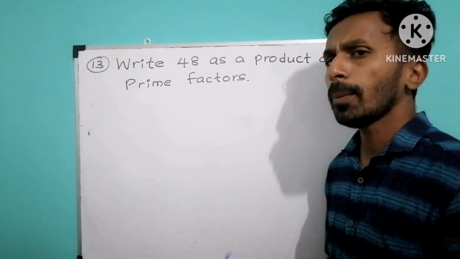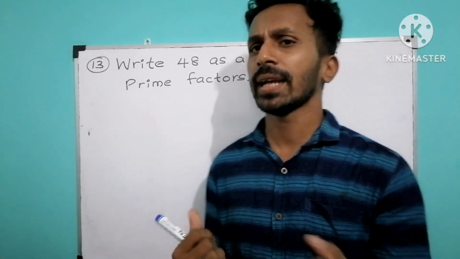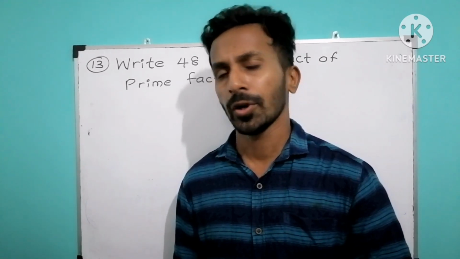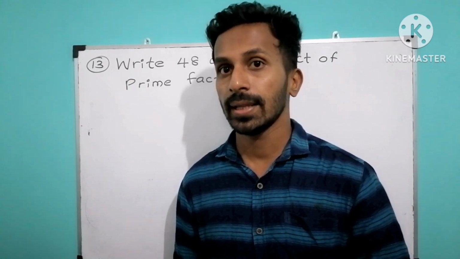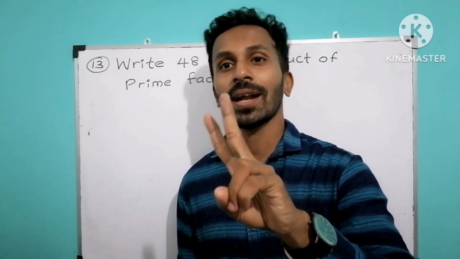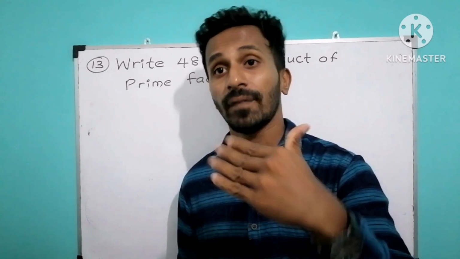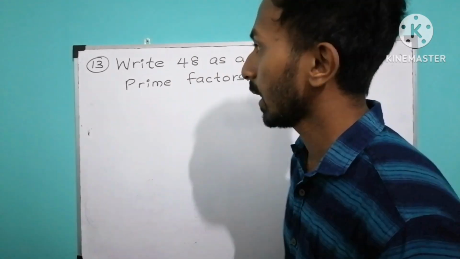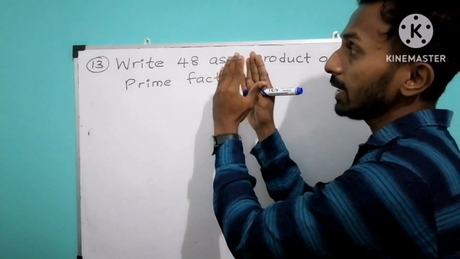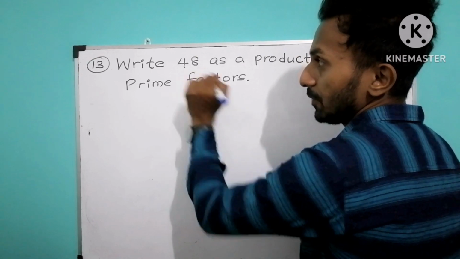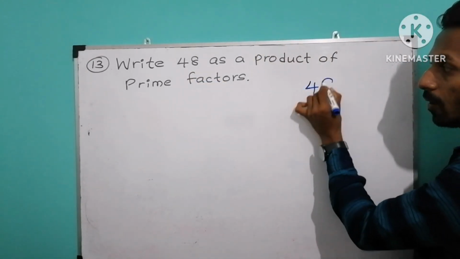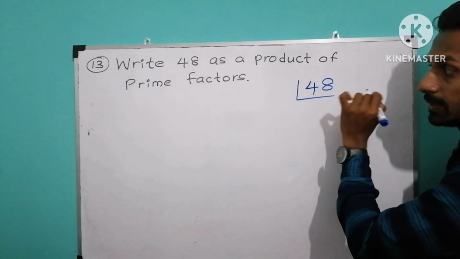Okay. Do you know prime numbers? Can you tell me prime numbers below 20? 1? Is that prime number? No. 1 is not a prime number. Then 2 is the smallest prime number. Then 3, 5, 7, 11, 13, 17, 19 like this. Okay. Then I divide 48. Divide 48 with prime numbers. Look at this. 48. Let's check.